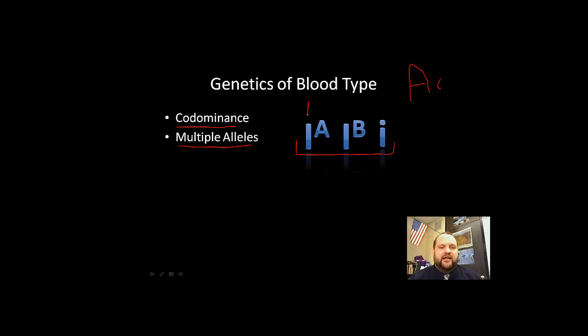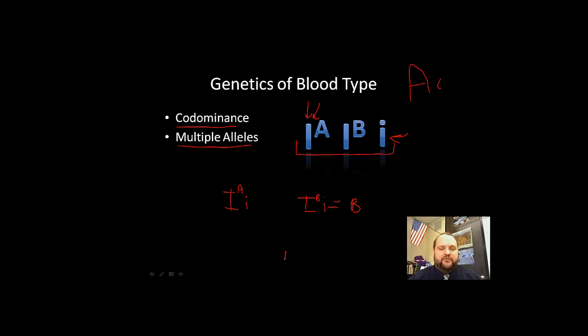For instance, if you get two of these, dominant A, you're going to have A blood type. Or if you get dominant A and the recessive over here, so if you have I A and the recessive, you're also going to have A blood type. Does that make sense? Same with B. If you get I B, if you get two of those, you'll have the dominant. Or if you have this, you'll also have B blood type.